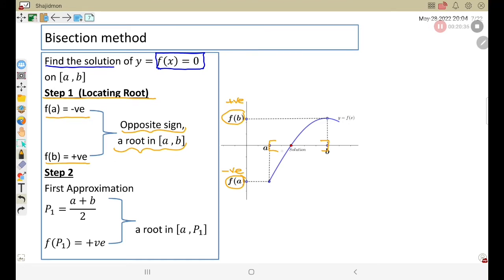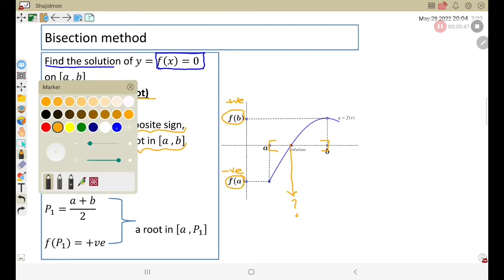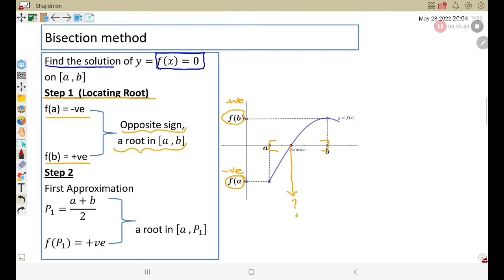Opposite signs. See, this is the graph also. Our answer is here. This is the solution, correct? This is what we need to find. So our answer is in between a and b. Now, in the second step, we go to the bisection program.